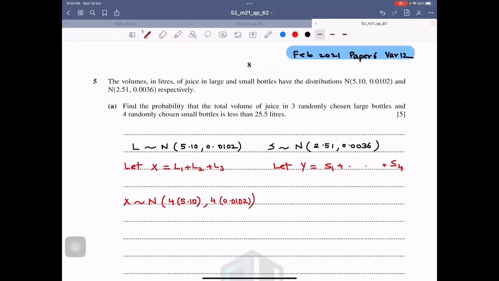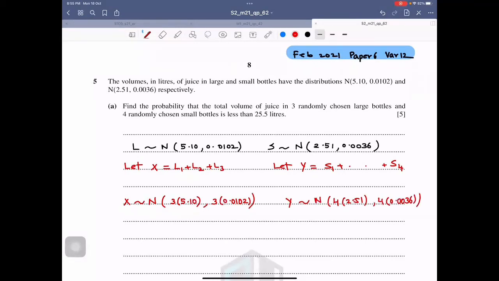This is the basic calculation. Y follows a normal distribution. Sorry, the first one is multiplied by 3. So I made a small error. Let me correct it. This is 3. This is 3. And over here, this is 4 times 2.51 and 4 times 0.0036. That is the first thing.